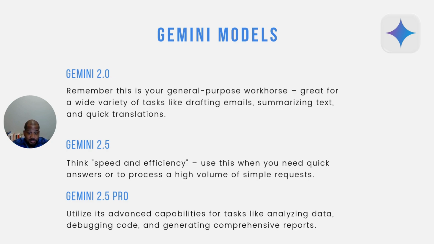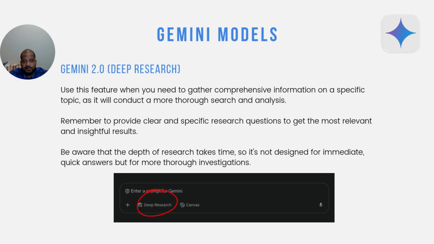Now, the Gemini 2.5 Pro, you can utilize its advanced capabilities for tasks like analyzing data, maybe debugging code, or just generating comprehensive reports. Now, some may remember and may not because things are always changing. Inside of that drop down list as well, there used to be a deep research option that is no longer available as of probably last week or maybe a couple of days ago. It is available, so let me not say that, but it's available in a different place.